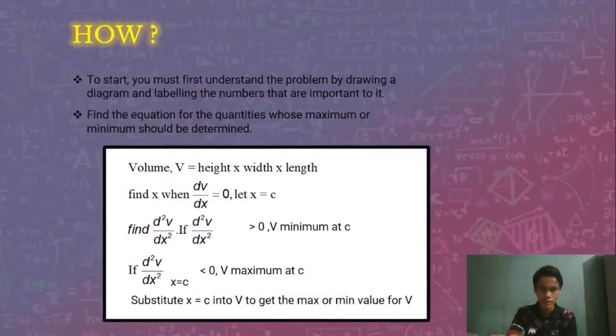So next, how to use the formula? To start, you must first understand the problem by drawing a diagram and labeling the numbers that are important to it. Second step is to find the equation for the quantities whose maximum or minimum should be determined. As you can see below, this is an example of a formula that we can use in applied maximum and minimum.